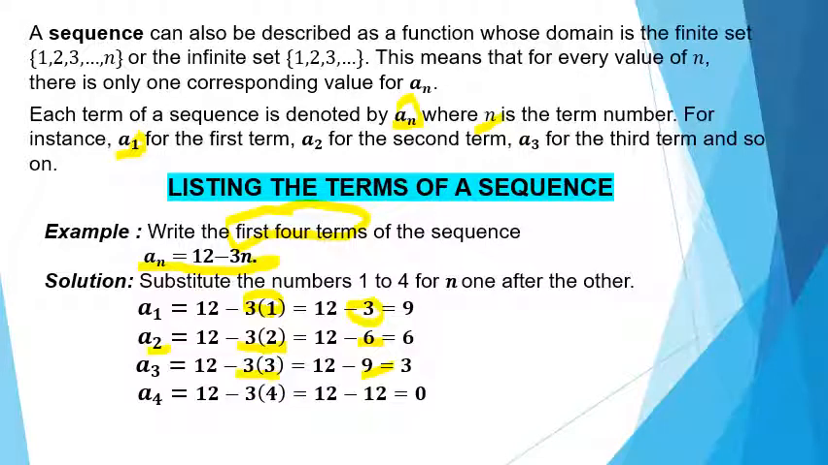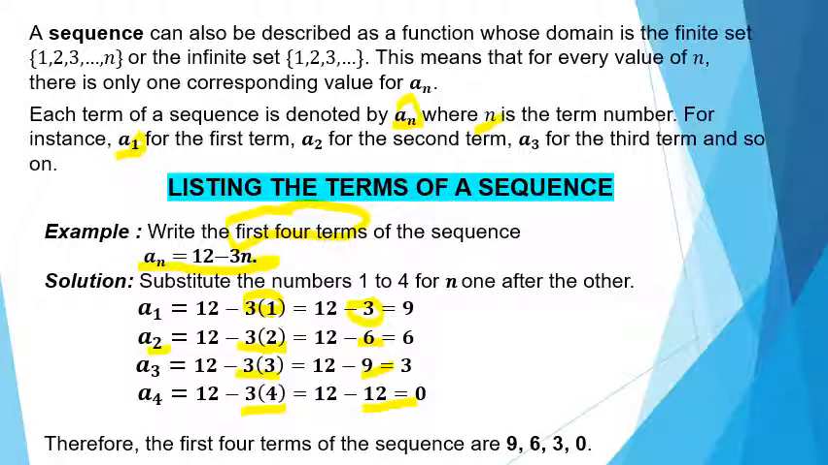A sub 4 equals 12 minus 3 times 4 equals 12 minus 12 equals 0. Okay, yung 12 galing siya sa 3 times 4. Therefore, the first 4 terms of the sequence are 9, 6, 3, 0.